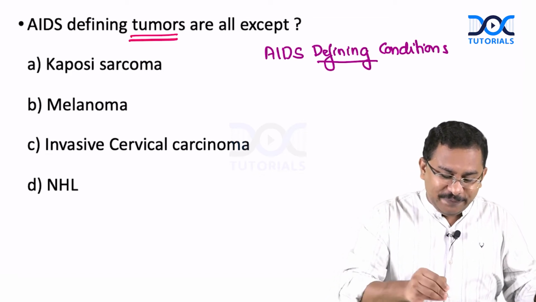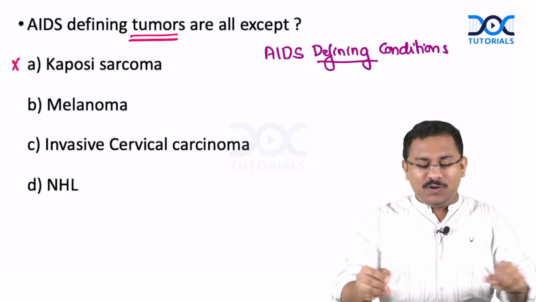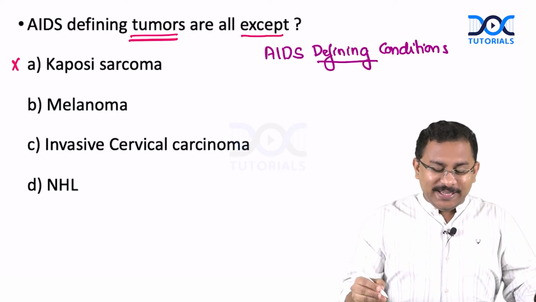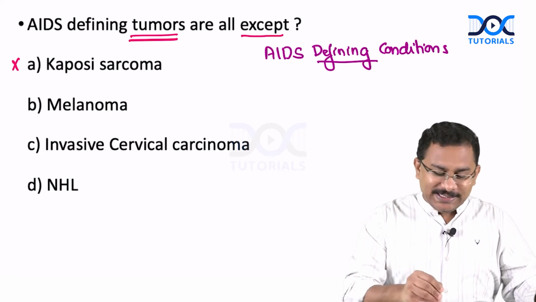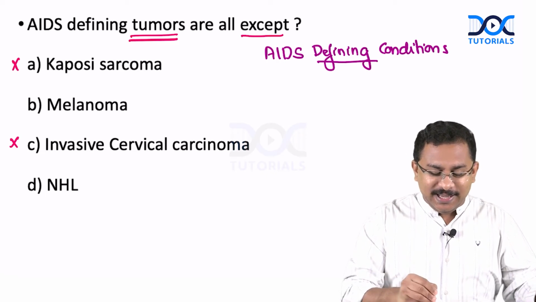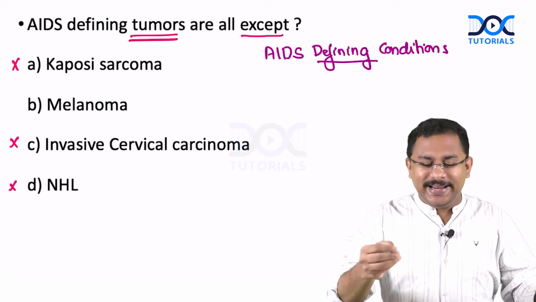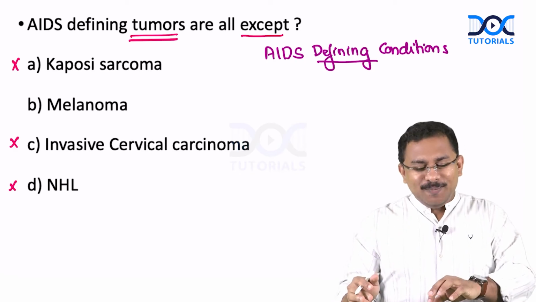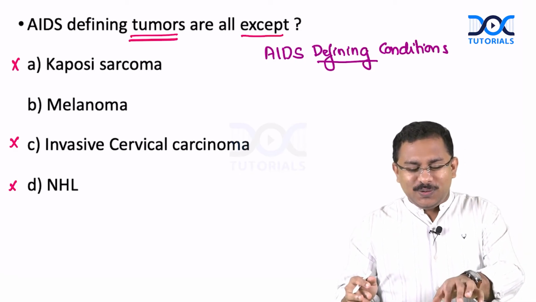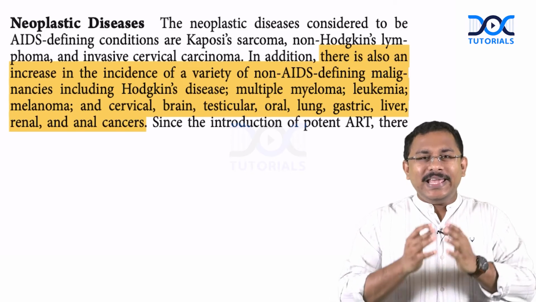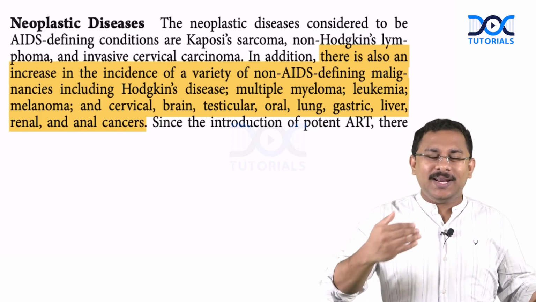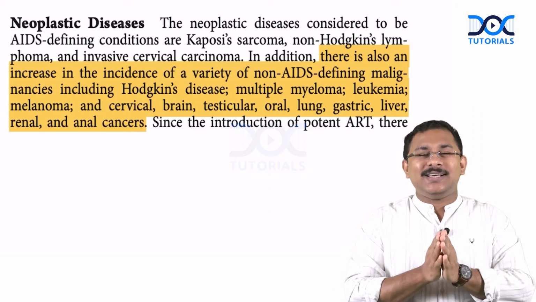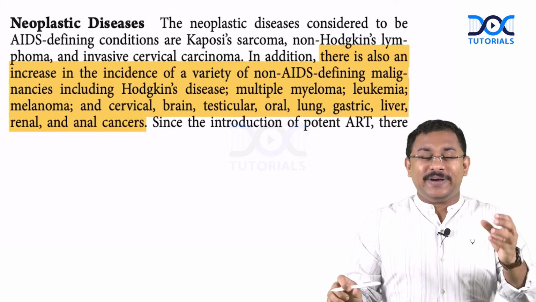Kaposi's sarcoma definitely is an AIDS defining tumor. Remember, the examiner is asking all except. Invasive cervical carcinoma is definitely an AIDS defining condition. Non-Hodgkin's lymphoma is an AIDS defining condition. So the answer is going to be melanoma. But I want you to know an extra fact here, that even melanoma has a higher propensity to occur in HIV positive patients, but it is not grouped under AIDS defining conditions.